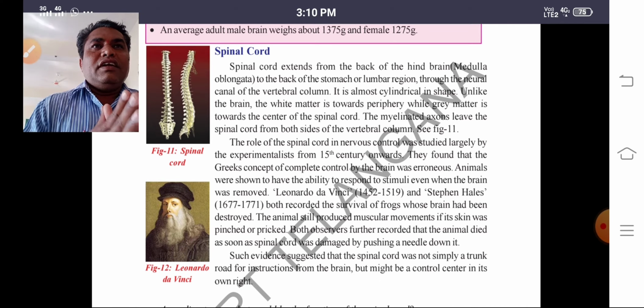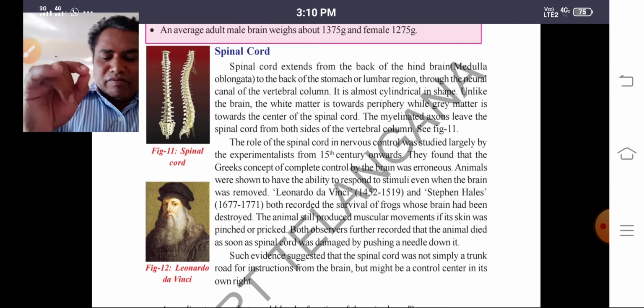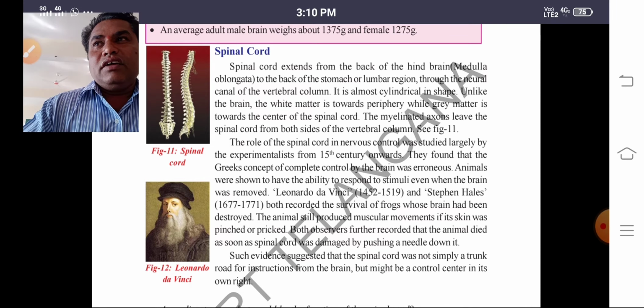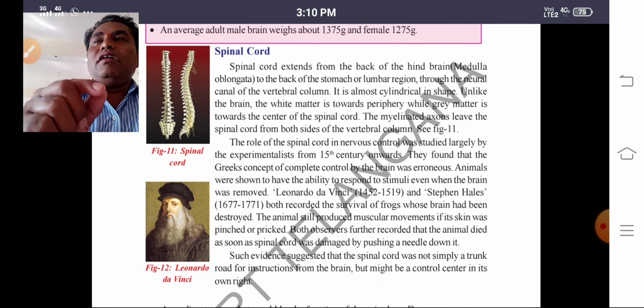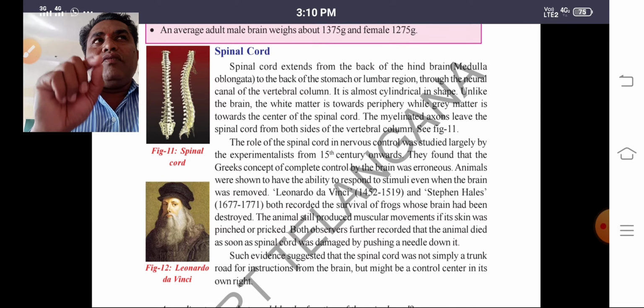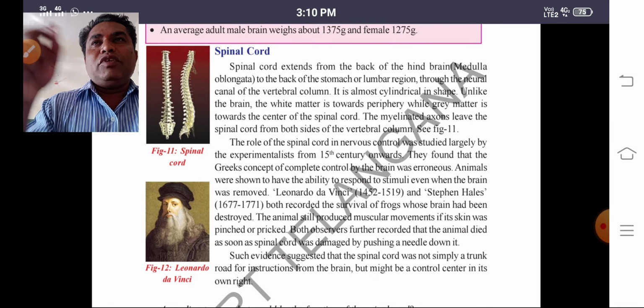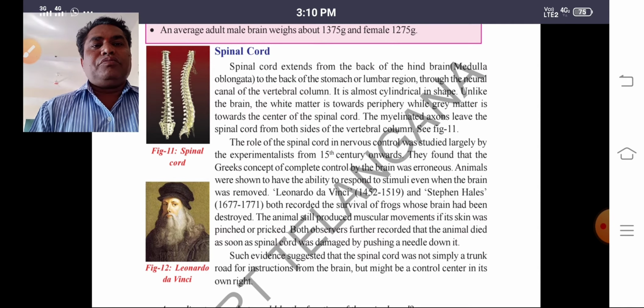When we see the spinal cord, the outside surface is white and the inside is gray. Keep in mind, this is a variation from the brain. When you see the brain surface, gray matter is outside and white is inside. But in the spinal cord, white matter is outside and gray matter is inside. This is the main important topic, not to be confused. Once again, the brain's outside surface is gray and inside white. In the spinal cord, the outer side is white and inside is gray matter.